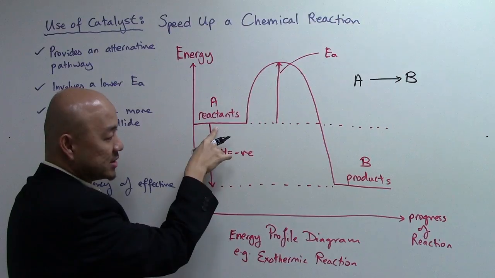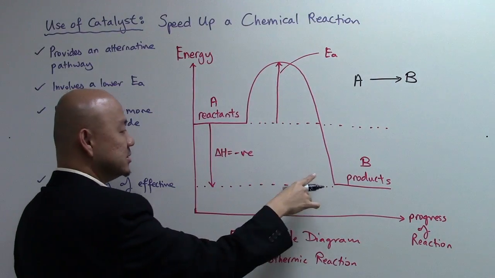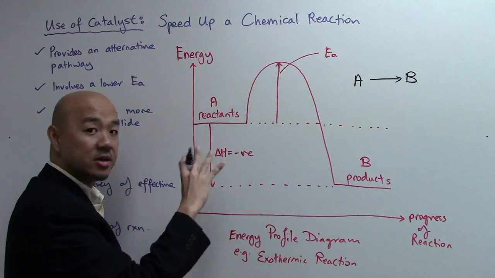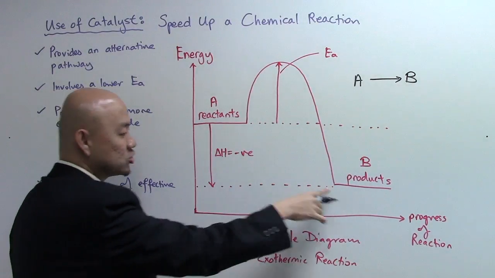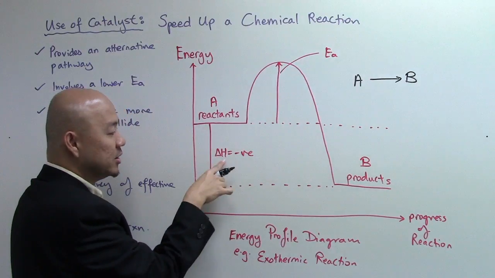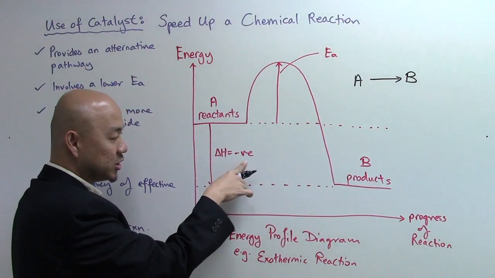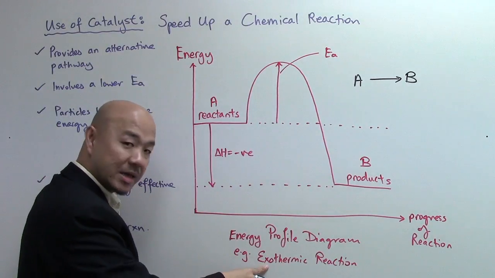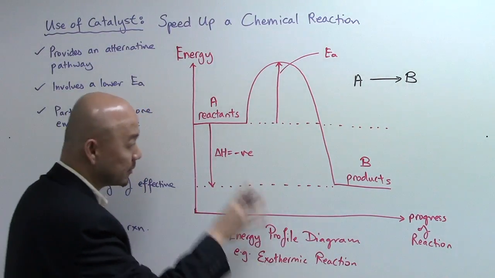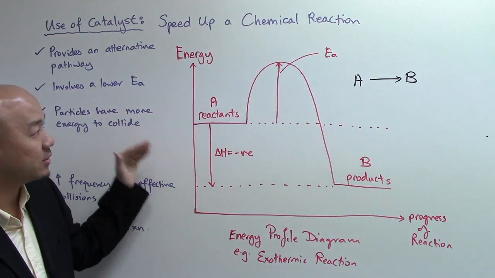Now, there's something that I would like to discuss also. When reactants become products, there's always energy transfer. We call it enthalpy change. So in this case, you realize there's a drop in energy level. So we call this enthalpy change negative, which is also the reason why this is exothermic. So this is the energy profile diagram.